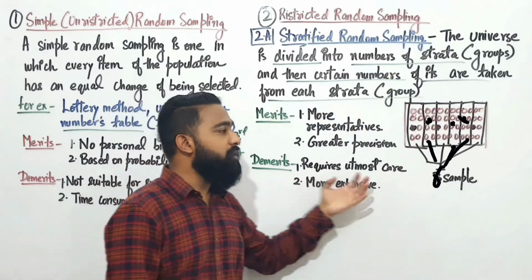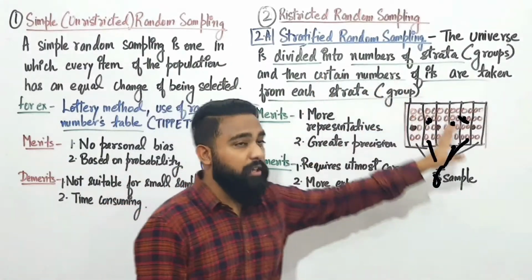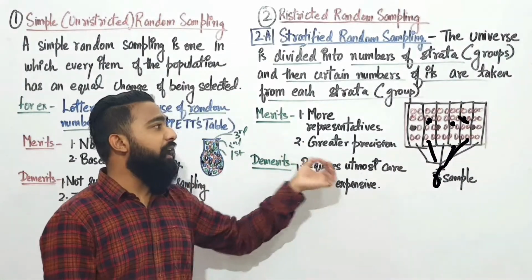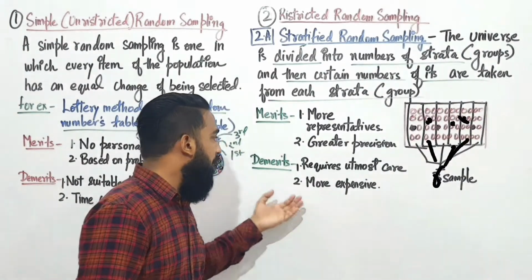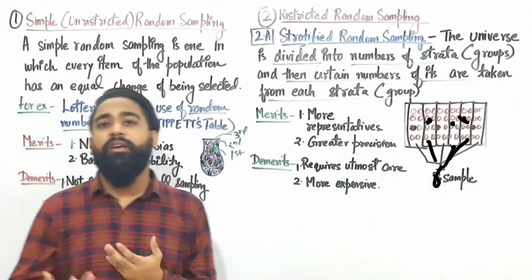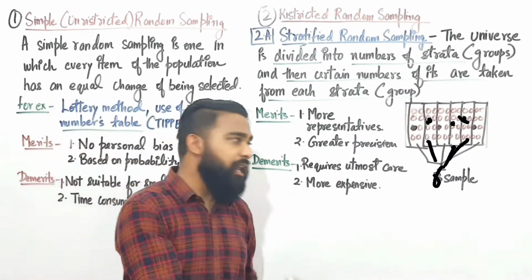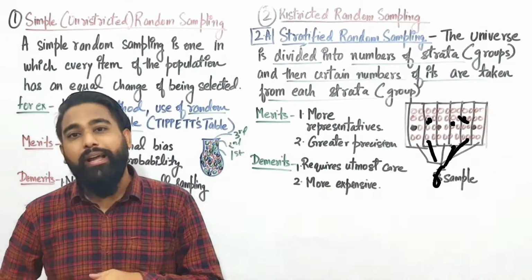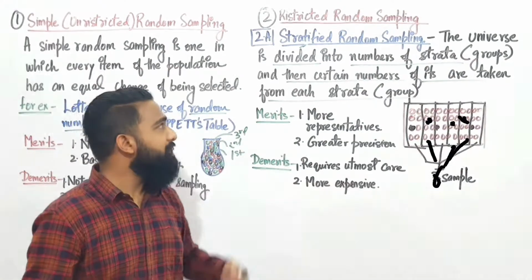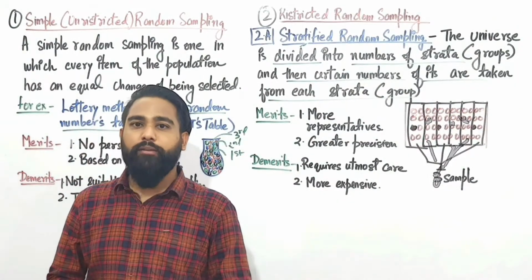Demerits: it requires utmost care because you are making the groups, you have to take care that nobody is left. And it is more expensive because you are making certain groups, you have to go to different cities, you are dividing them according to their area, so it becomes more expensive. Now students, let's come to the next topic.